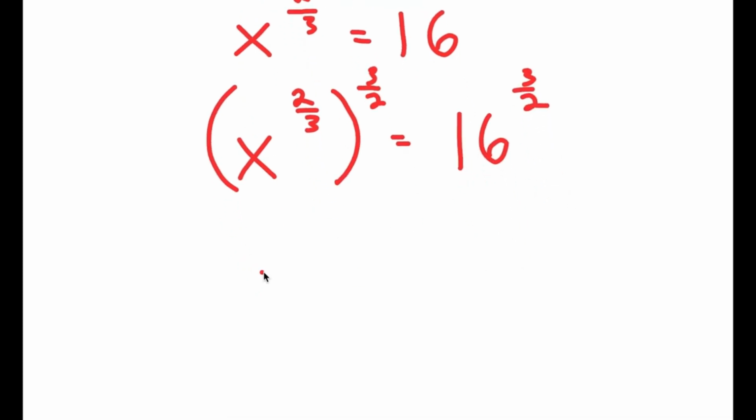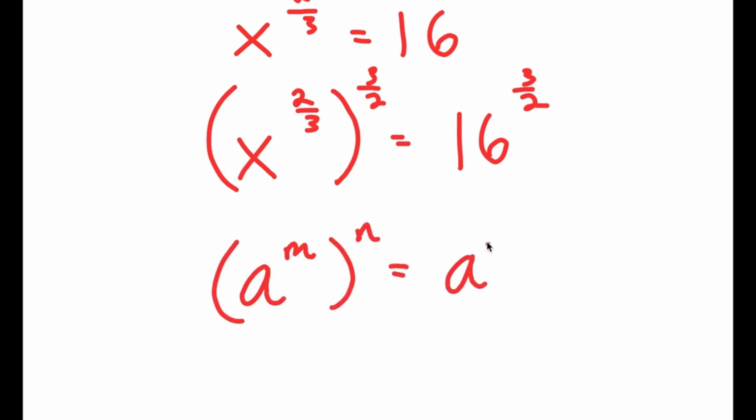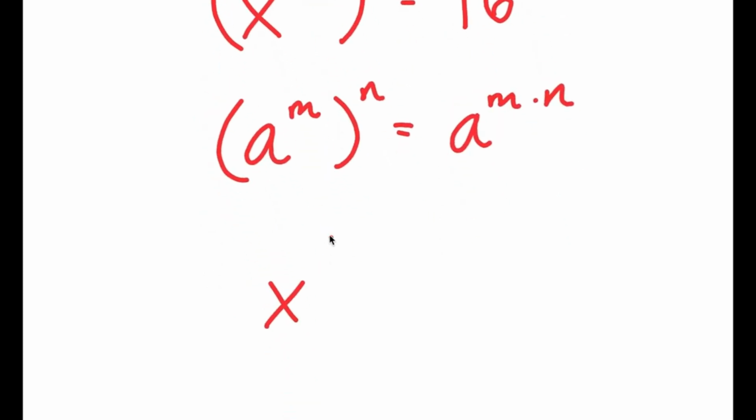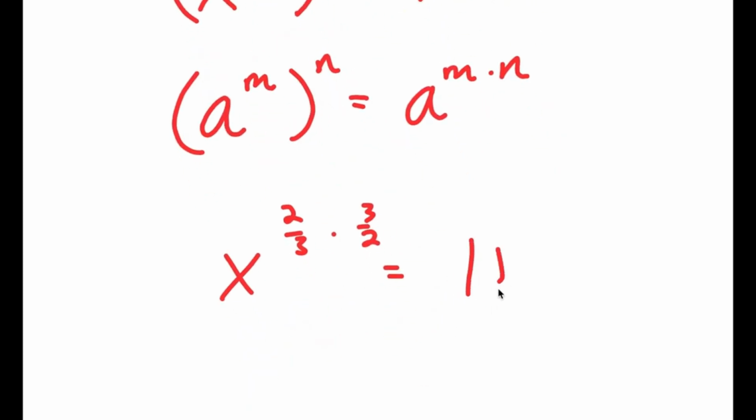And now if I have something in the form a to the power of m to the power of n, this is equal to a to the power of m times n. So x to the power of 2 over 3 to the power of 3 over 2 is the same thing as x to the power of 2 over 3 times 3 over 2. And this is equal to 16 to the power of 3 over 2.